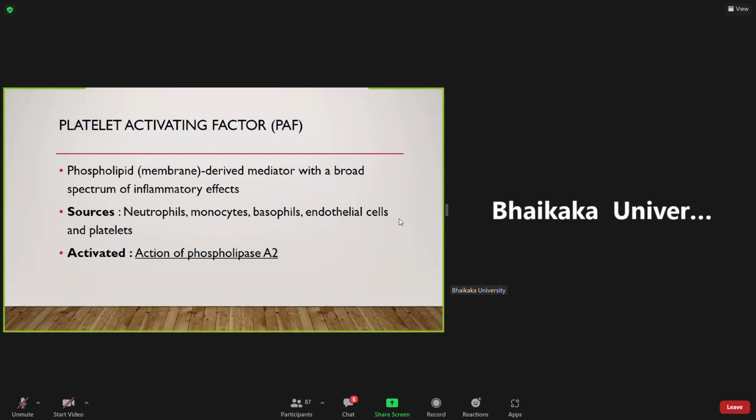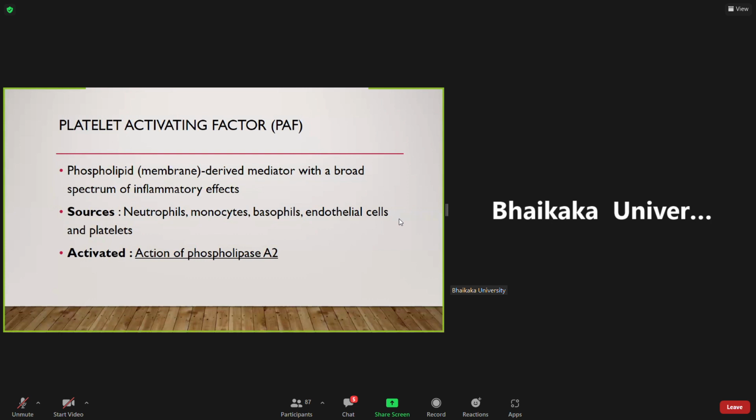Platelet activating, because the name itself suggests that it is activating platelets, and platelets are sources of other mediators as well, right? So one factor comes, it causes the platelets to get activated and release whatever they can. Where does this factor come from? All WBCs can secrete it. Most commonly you see neutrophils, monocytes, basophils, and endothelial cells. Platelets themselves also secrete platelet activating factor.